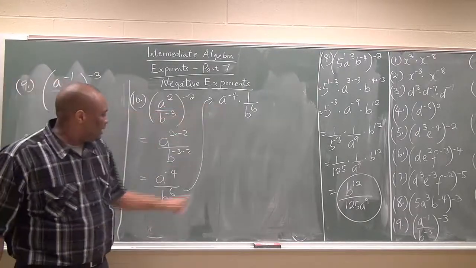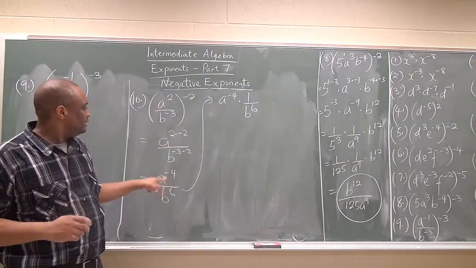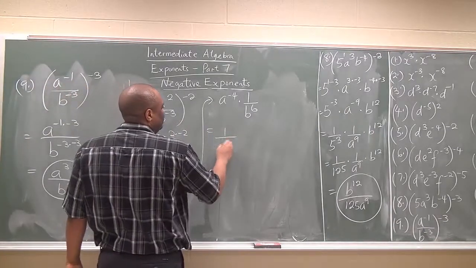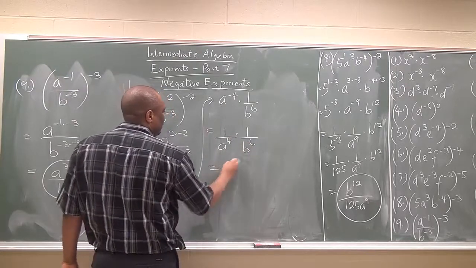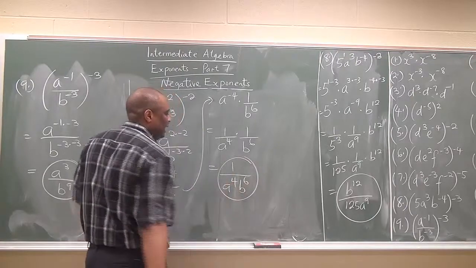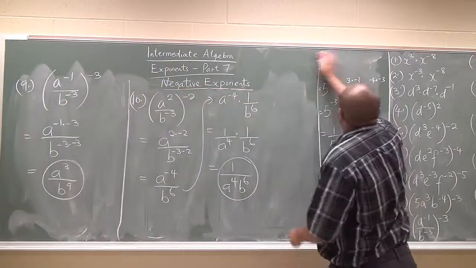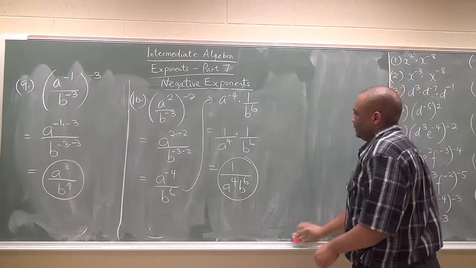Now, this is what it means here. So, I try to dissociate it first. I'm dissociating it. So, this will now give us 1 over A to the 4 times 1 over B to the 6th. This will now be 1 over A exponent 4, B exponent 6.